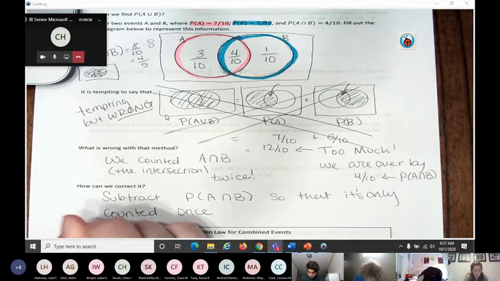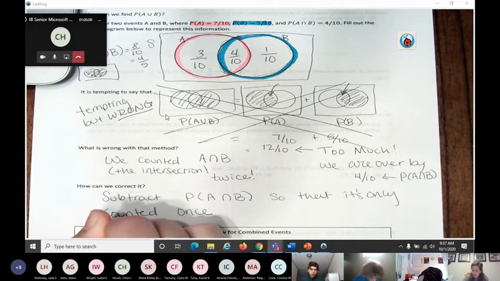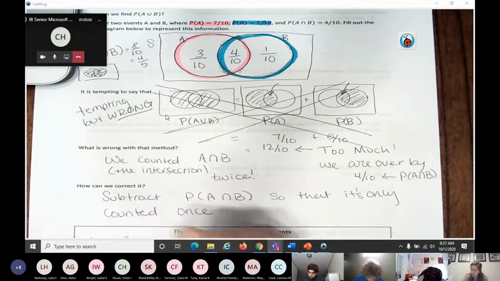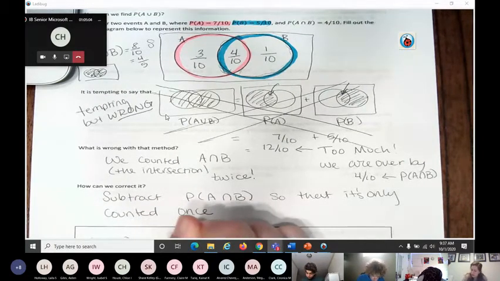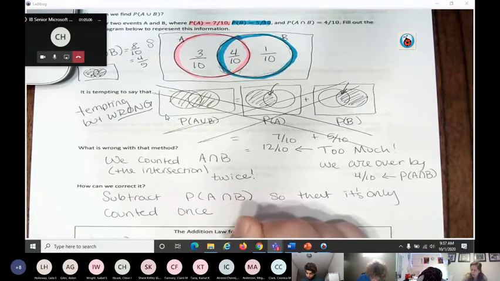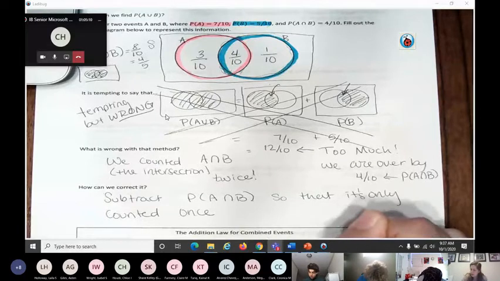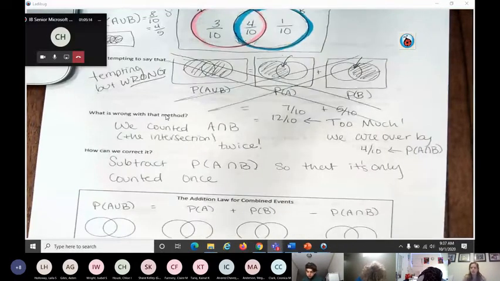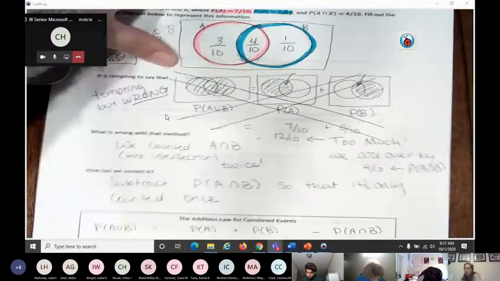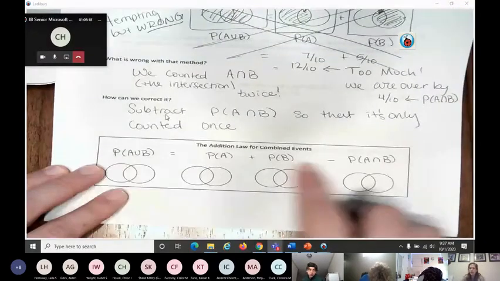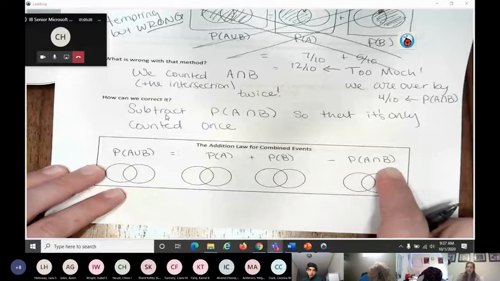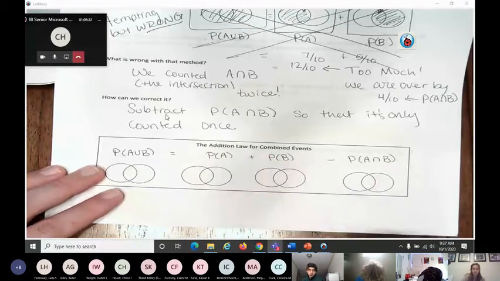So we're going to have the probability of A union B equal to P of A plus P of B minus the intersection of A and B. Oops, I'm sorry, you couldn't see that at all. Okay, so this right here is the equation that we're going to use. That is the addition law for combined events.